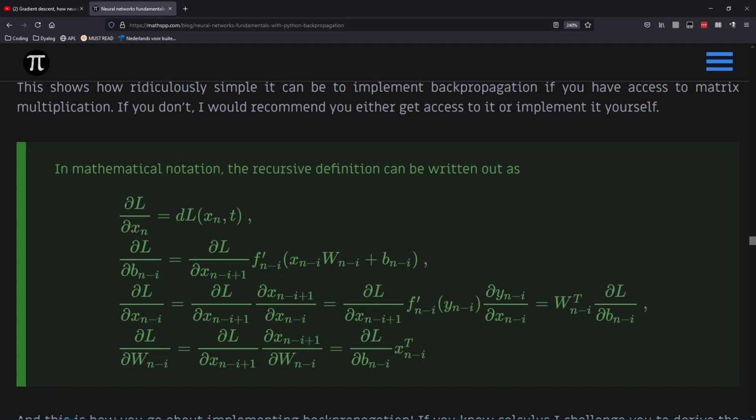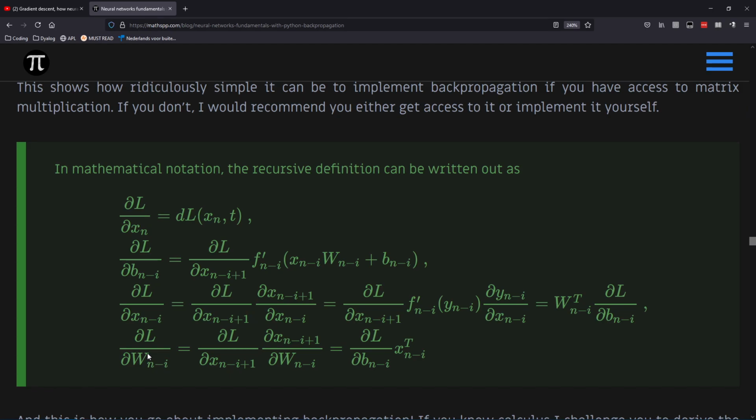Okay, so what we have here is a recursive definition of some values on the left. So just look at the leftmost column. We can see here that we have this dLdX, and notice that x is indexed by n. And now notice that in the third line we have dLdX again, but now x is indexed by n minus i. And also the second line and the fourth line have something indexed by n minus i. So that's what's happening here.